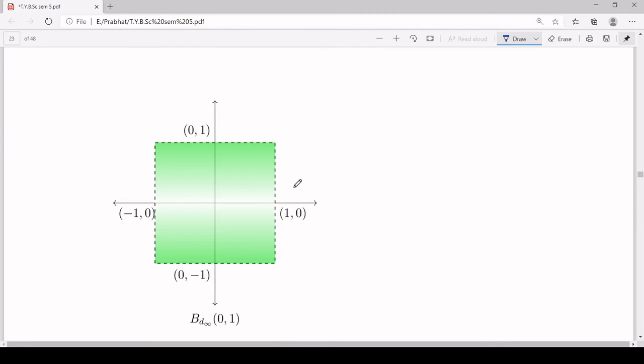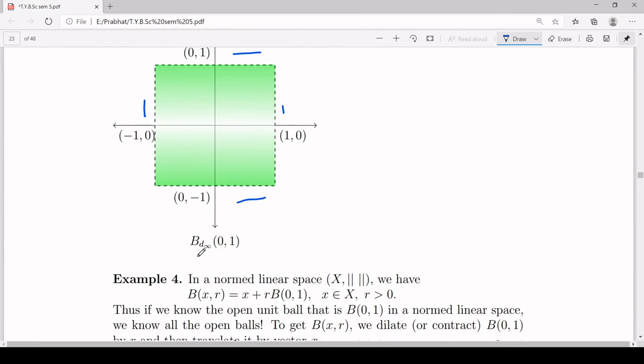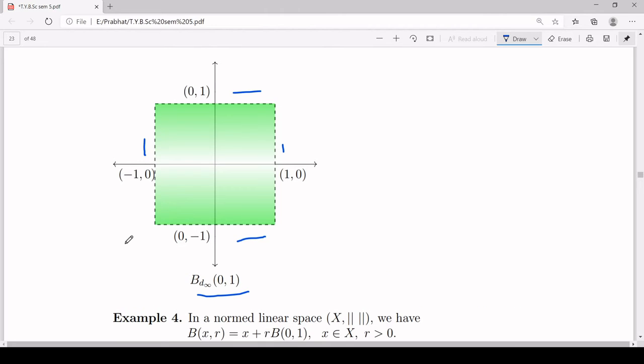Mod x equal to 1 will give you the lines x equal to 1 and x equal to minus 1. Mod y equal to 1 will give you the lines y equal to 1 and y equal to minus 1. And you want mod x to be less than 1 and mod y to be less than 1. So it will be all the points lying inside this square. That will give you the B D infinity of 0, 1. So this is how we have given 3 open unit balls in 3 different metric spaces.